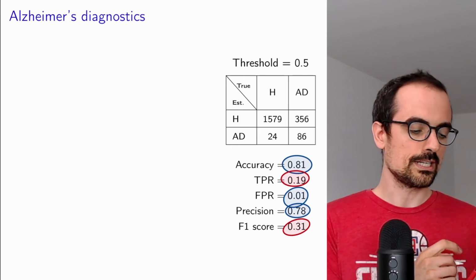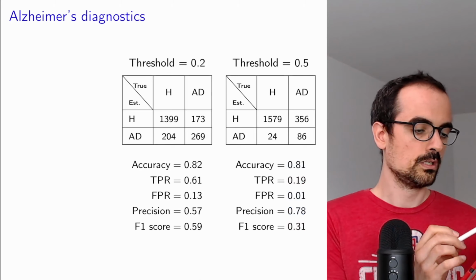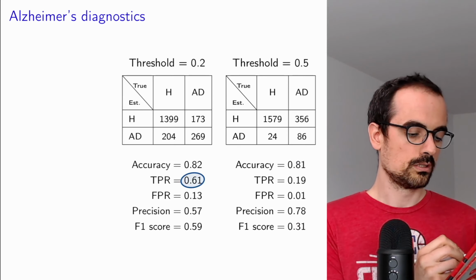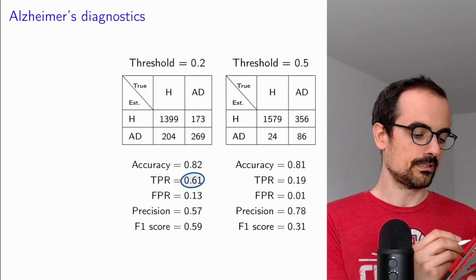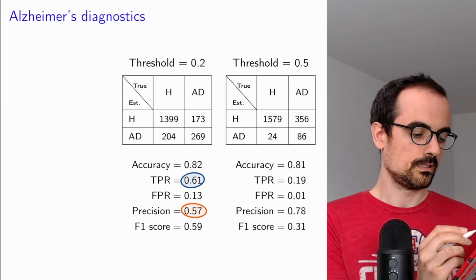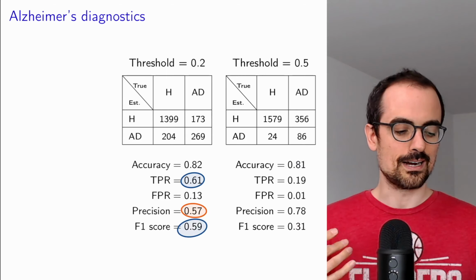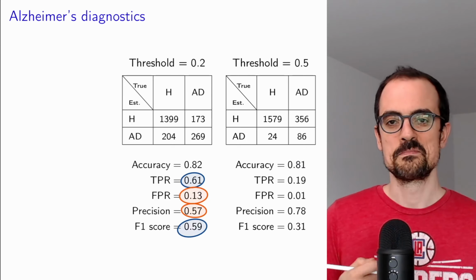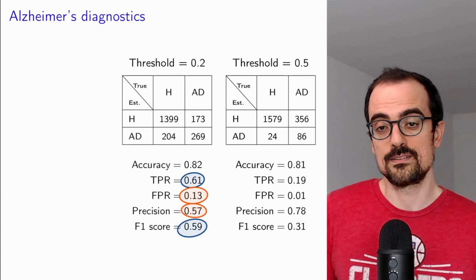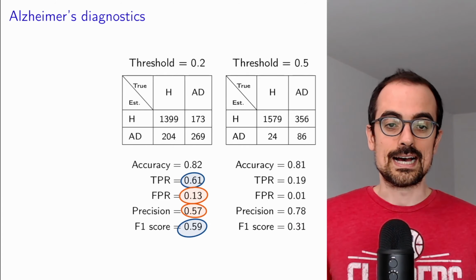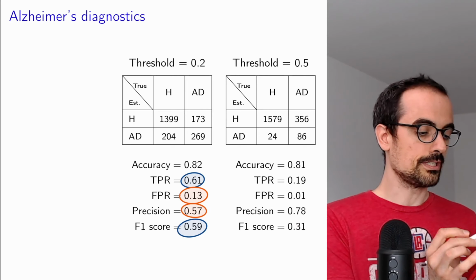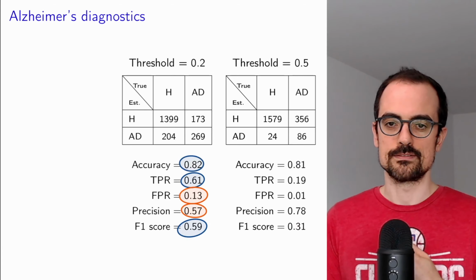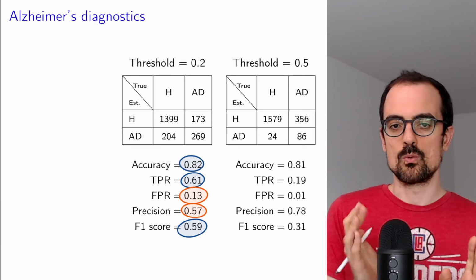So what happens when we lower the threshold? When we lower the threshold, we're really improving the TPR quite a lot. The precision goes down a bit, but the F1 score goes up because the TPR has improved so much. We see a significant increase in the false positives, as we had seen before. And interestingly, the accuracy remains almost essentially the same. So depending on how much you care about false positives against true positives, you might prefer one threshold or the other.